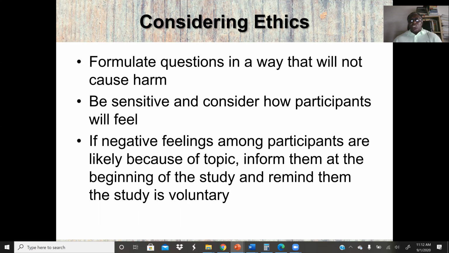So we formulate questions in a way that will not cause harm. Most research ethics discuss the harms to the subjects. So we need to be sensitive and consider how participants will feel. If negative feelings are likely because of the topic, then inform them so we get their consent. Inform them at the beginning of the study and remind them the study is voluntary. So they have to give their consent again.